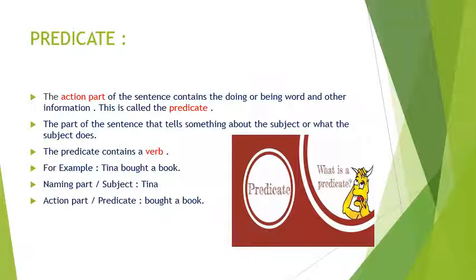Let us see with the help of an example. Tina bought a book. Tina is the subject here or naming part and predicate is bought a book. You can see here Tina is a girl, she is the subject, the one talked about in the sentence. And predicate means what Tina is doing here. What does she do? Bought a book. She has bought a book. This is the predicate part.